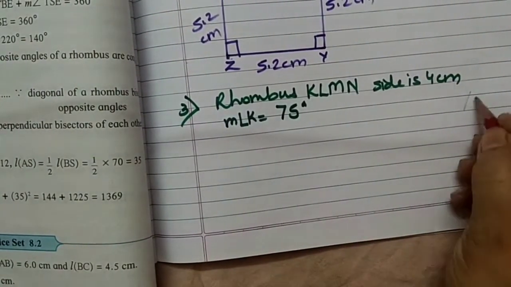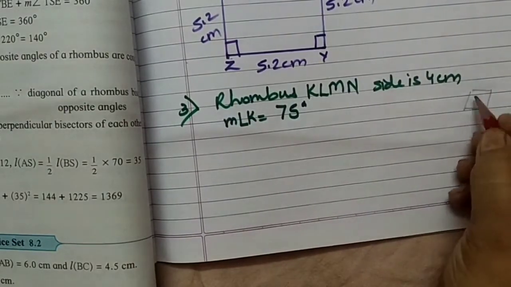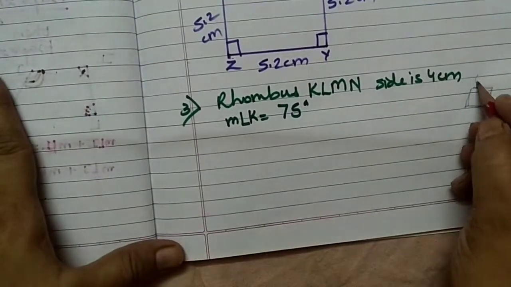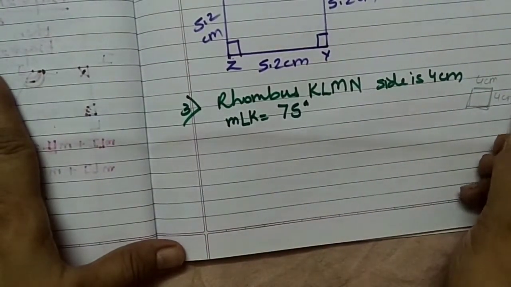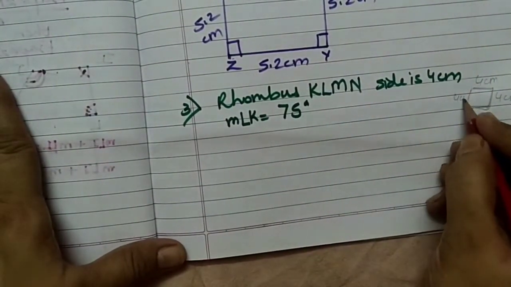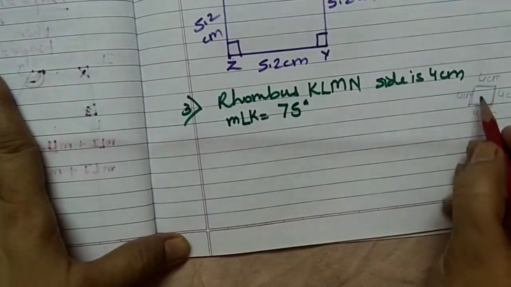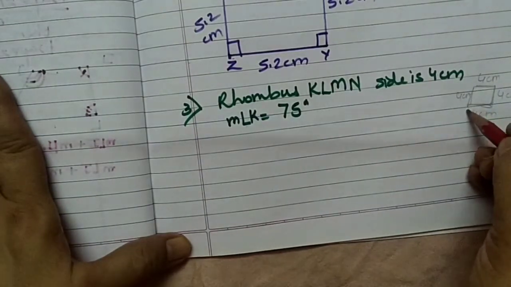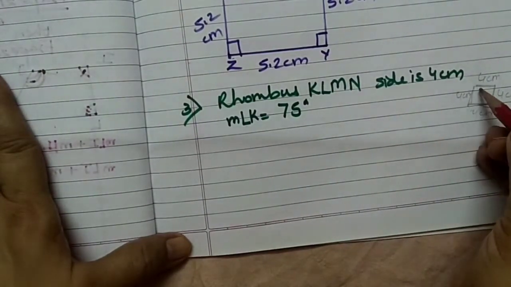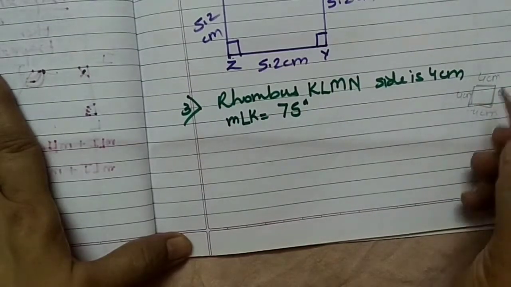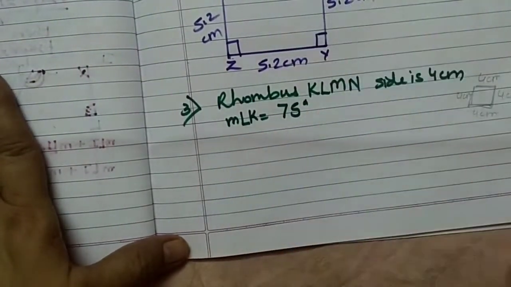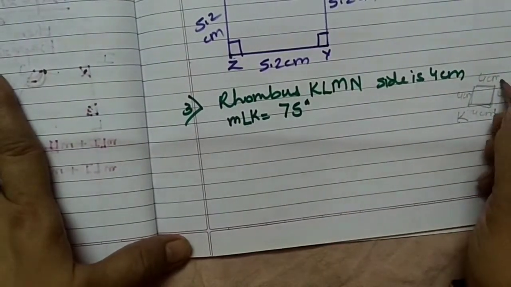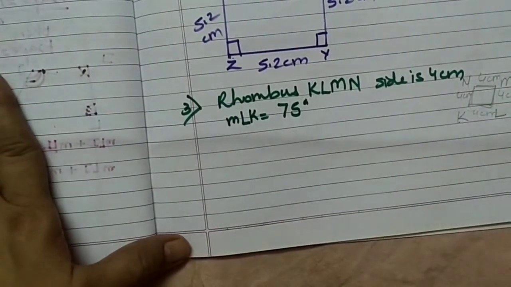Let us draw a rhombus like this. It is not exactly a square, but the sides are equal. So K, this is 4 centimeter, 4 centimeter, 4 centimeter. Now angle K. If I want to construct an angle, I have to take K somewhere down. I cannot make angle K over here, because I want to use my protractor to draw the angle. I have to take K over here. So if this is K, this will be L, this will be M, this will be N.